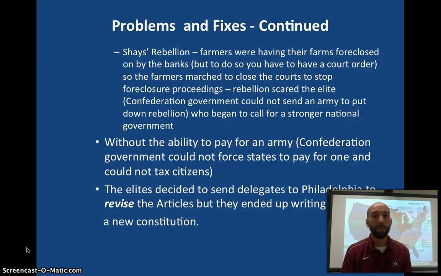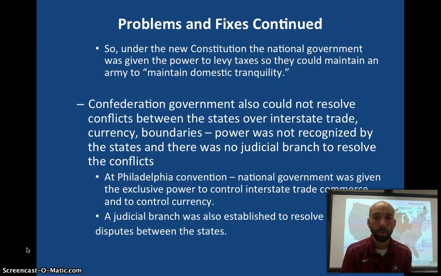So what eventually happens after Shays' Rebellion is that the elites in the country decide to send delegates to Philadelphia to revise the Articles. But what they ended up doing is they ended up writing a whole new constitution because Rhode Island didn't even show up. So under the new constitution, the national government was given the power to levy taxes so they can maintain an army to maintain domestic tranquility. That's important because I know we don't like the idea of taxes, and anytime taxes are raised, we get upset. But we need taxes in order to have an army and for the government to be able to fund different programs that they have.